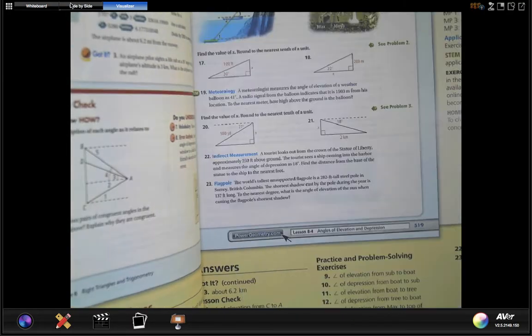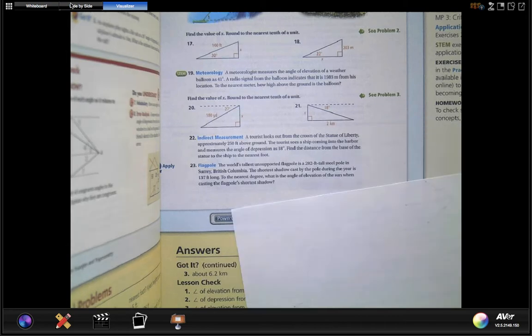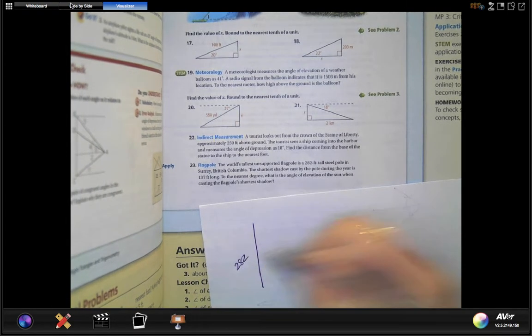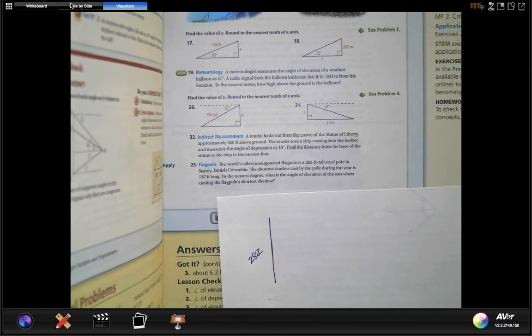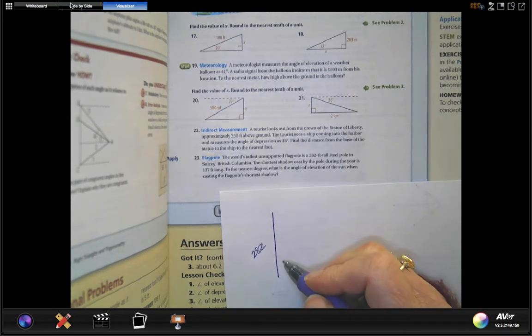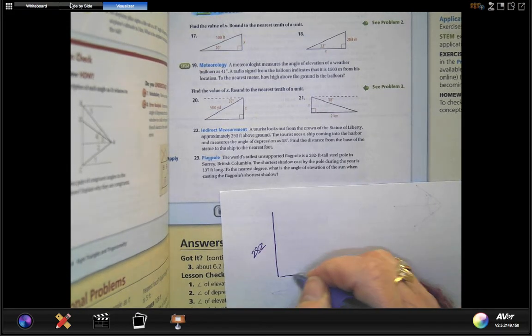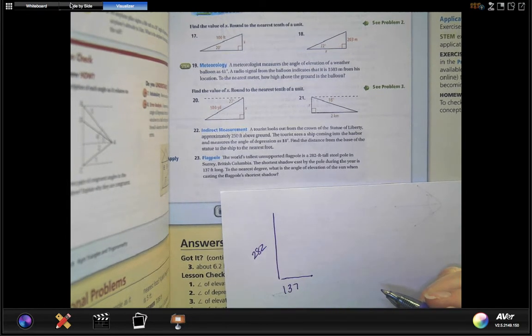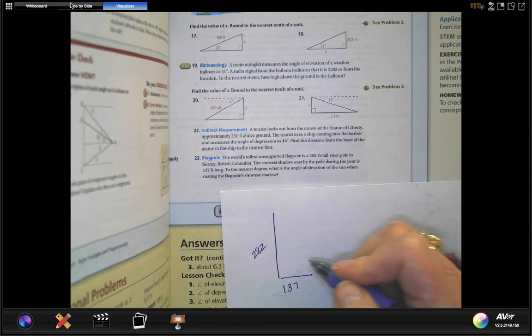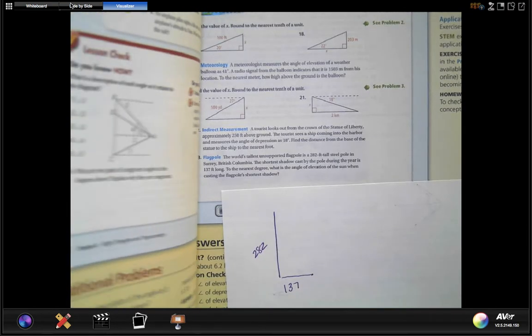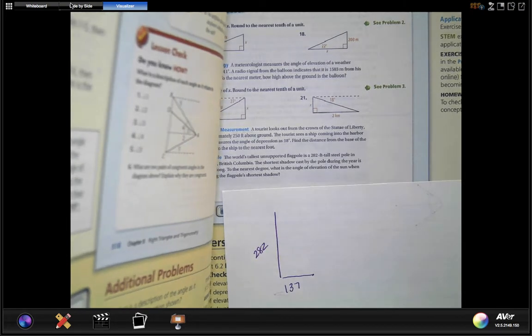Excuse me. 23. So the world's tallest flagpole is a 282 foot tall steel pole in Surrey, British Columbia. The shortest shadow cast by the pole during the year is 137 feet long. So here's my shadow. To the nearest degree, what's the angle of elevation of the sun when casting the flagpole's shortest shadow?